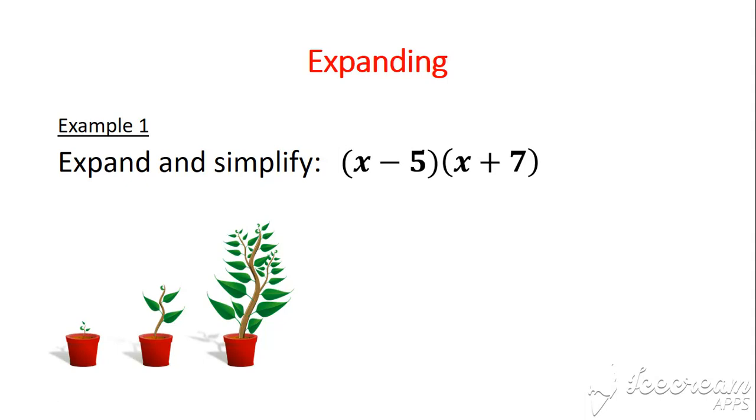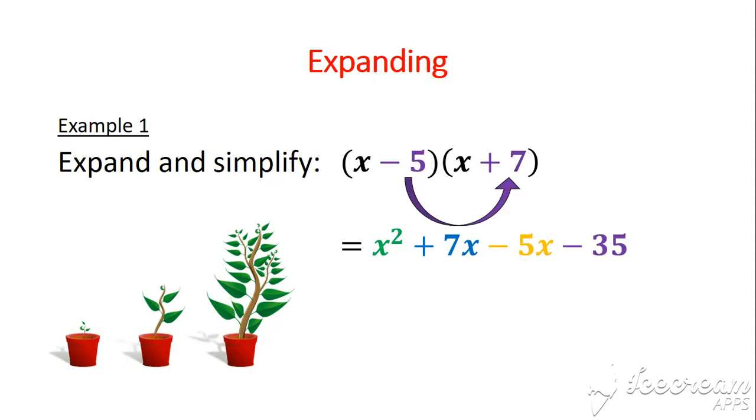Example 1, we're going to expand and simplify x minus 5 in brackets times x plus 7 in brackets. All right, we're going to go x times x is x squared. We're going to go x times this positive 7 and write it down as plus 7x. We're going to go negative 5 times this x and write it down as negative 5x. And finally, we're going to go negative 5 times positive 7. A negative number times a positive number gives negative. So we're going to write down negative 35.